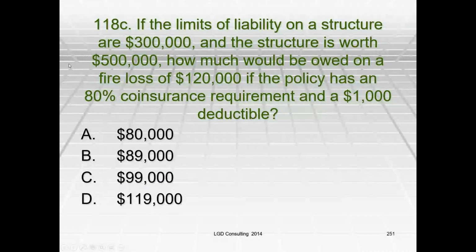All right. So again, limits of liability on the structure of 300,000. The building's worth 400,000. There's a $120,000 fire loss. All right. With a $1,000 deductible, how much will the policy pay? Well, you did have 300. You should have had 80% of the 500, so 300 divided by 400. Again, that simplifies to 3/4. 3/4 times 120,000 is 90,000. Minus the $1,000 deductible is your 89,000. Always remember the bottom number is 80% of the value of the building.